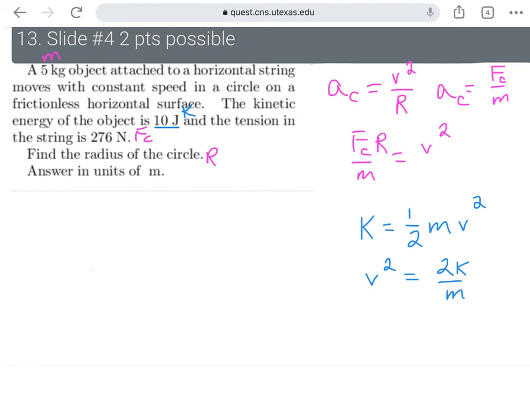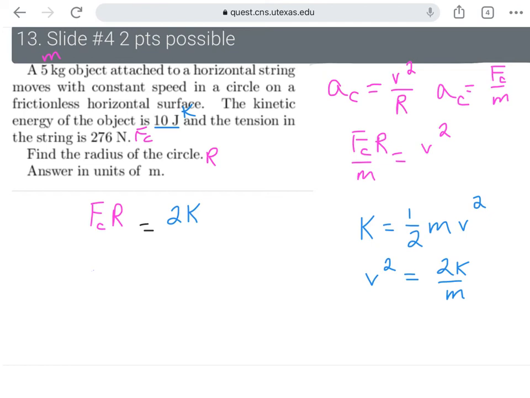Alright, so let's see if we can follow this. So I have the centripetal force, which is the tension, times the radius divided by mass. That's going to be equal to my other equation over here, which is 2 times the kinetic energy divided by the mass. Now you'll notice that we're dividing both sides by mass, which means we can reduce both of those out. So technically we don't even need the mass. And you can see the advantage of merging equations together. This is going to be a pretty simple and straightforward relationship.